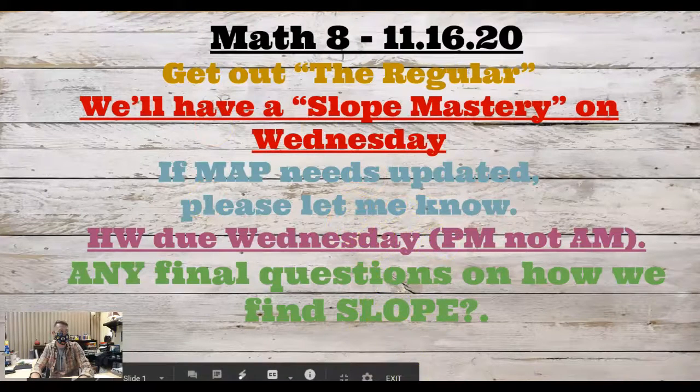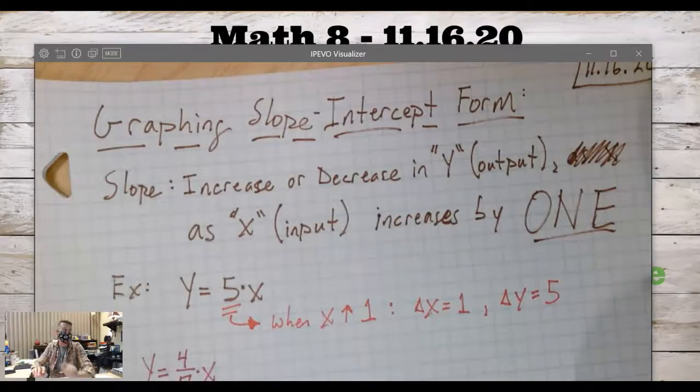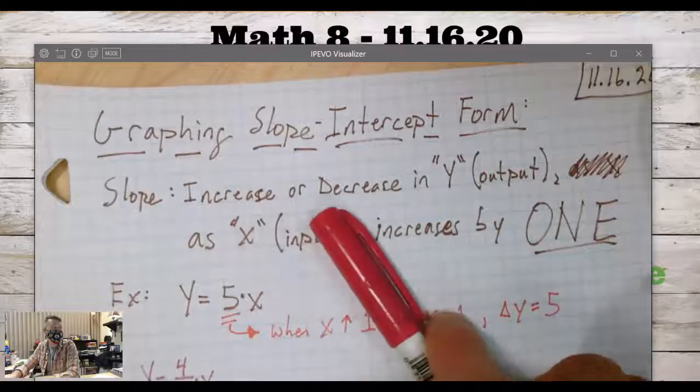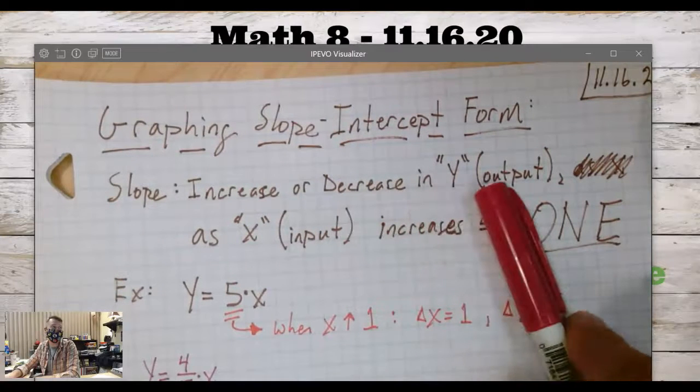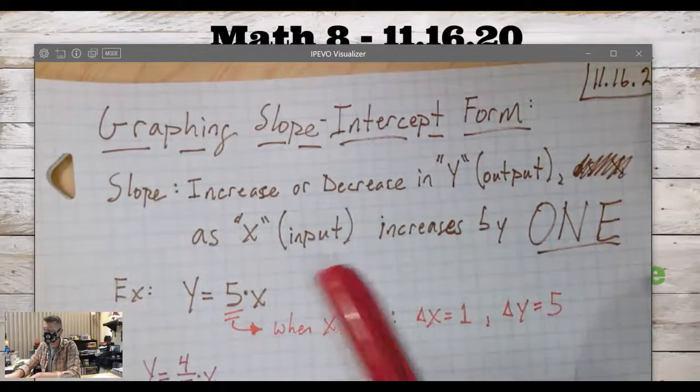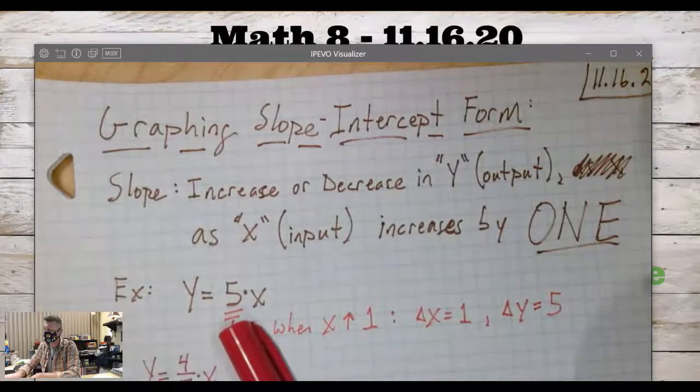Quickly pause the video if you want. We're discussing slope, and the only thing you've really missed is that the slope is the increase or decrease in the y, the output, as x, or the input, increases by 1. So the slope is 5. Guys, that's really 5 over 1, right?